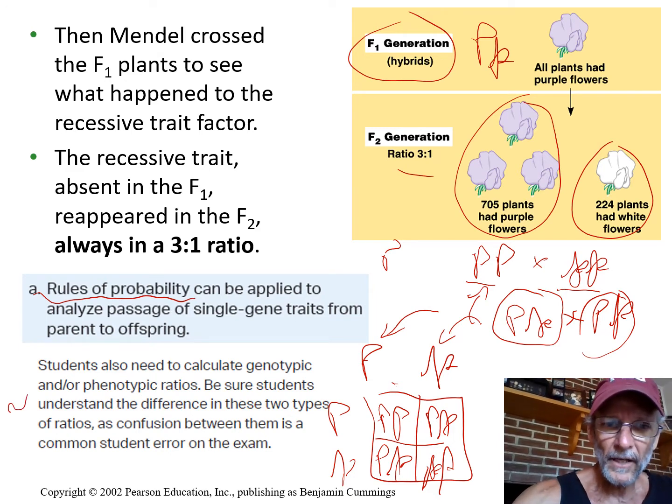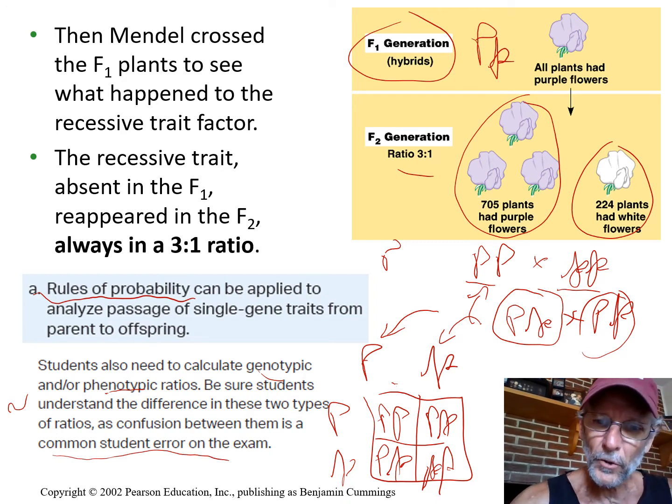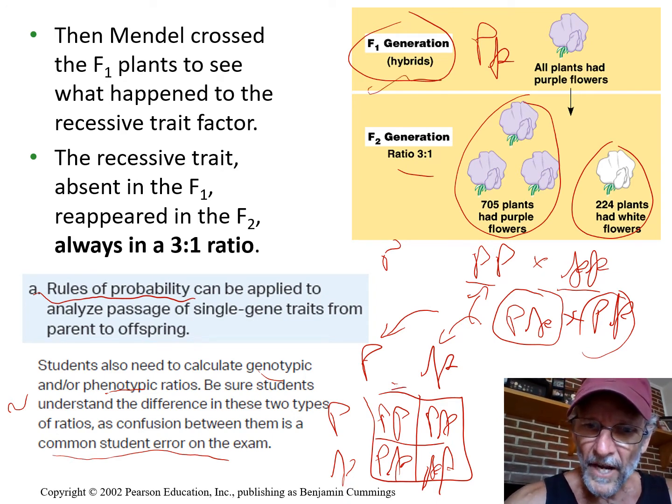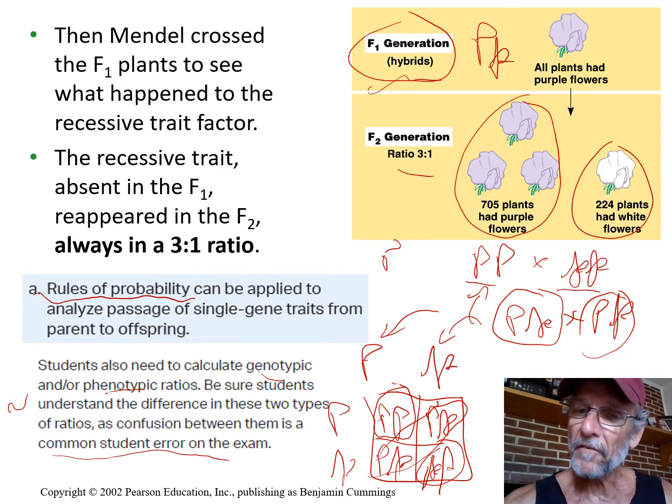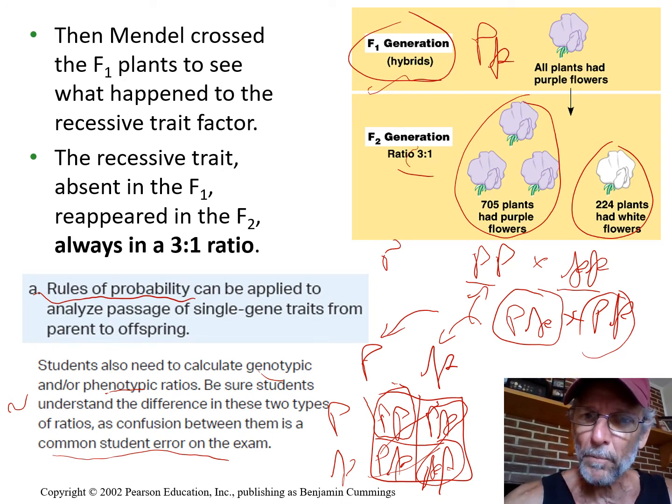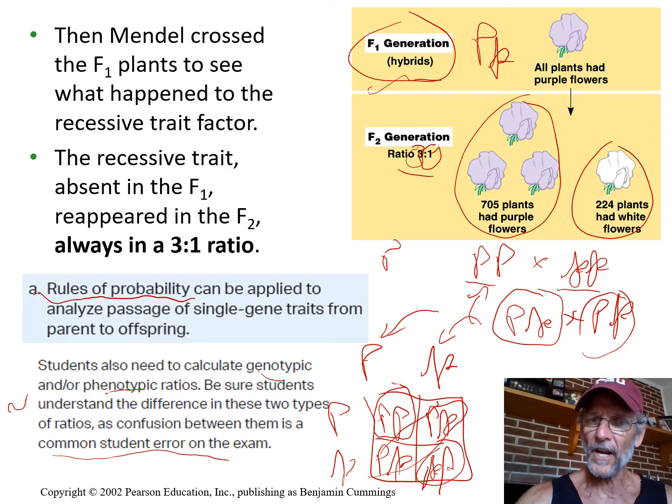Not in the blue box, but here's where they tell you students need to calculate genotype and phenotype ratios, and often it's a common student error that they confuse those. So if they ask you for a genotype ratio from this F1 cross, you would say one of these homozygous dominants to every two of these heterozygous to every one of these. But if they ask you for a phenotype ratio, it's three purple ones, because purple is a phenotype, for every one white one. White's a phenotype, three dominant for every one recessive.